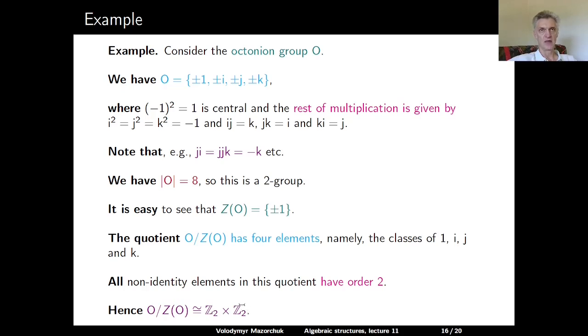So we have here a subnormal series which starts with the identity, goes to the center, which is 2 elements, so that's Z2. And then we go from the center to the whole group, and the quotient is Z2 times Z2. It's an abelian group, so we have a subnormal series with abelian subquotients. So Q is a solvable group.